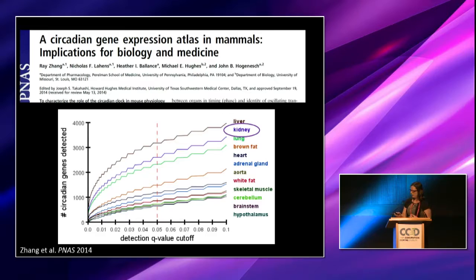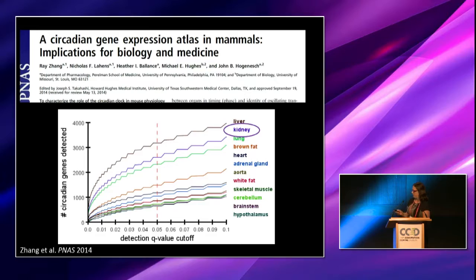And so the figure that I'm showing you here shows the number of circadian genes detected in a given tissue on the y-axis with the false discovery rate cutoff on the x-axis. And my favorite tissue, the kidney, is second only to the liver in terms of the absolute number of oscillating genes. And some of the other tissues you've heard about today, particularly the heart, are also high up on this list. So when you consider all of these tissues together, Dr. Hogenesch and colleagues found that nearly 50% of all expressed genes are subject to this mechanism of regulation. And so we've taken a closer look at some of this regulation.